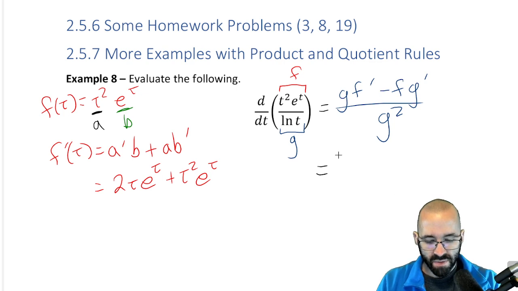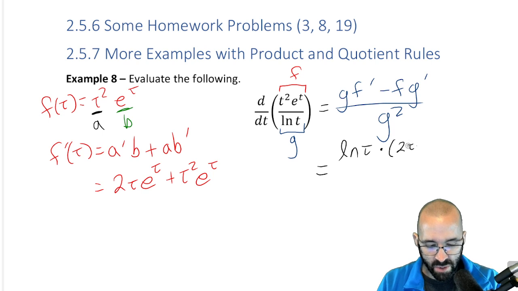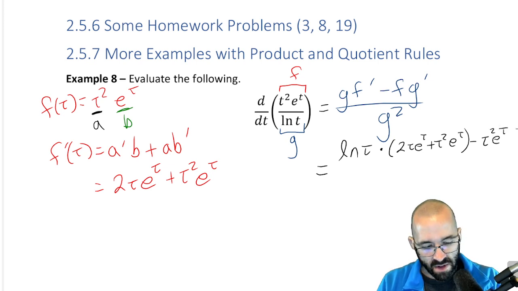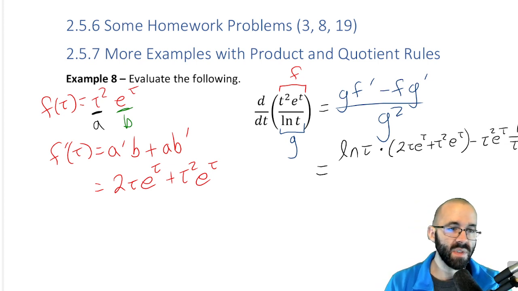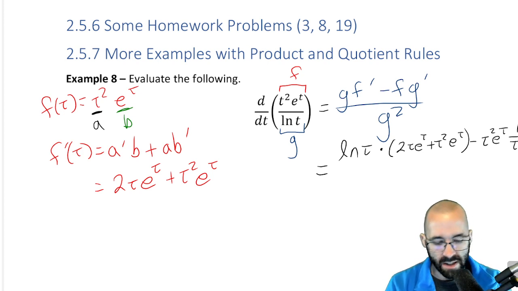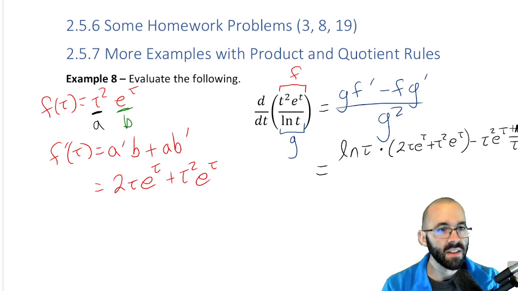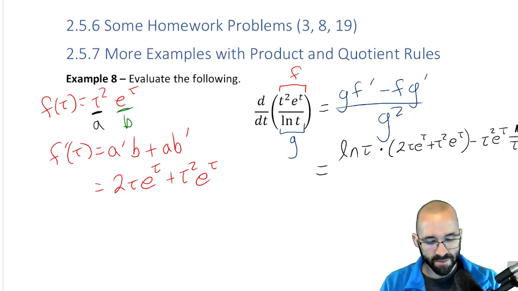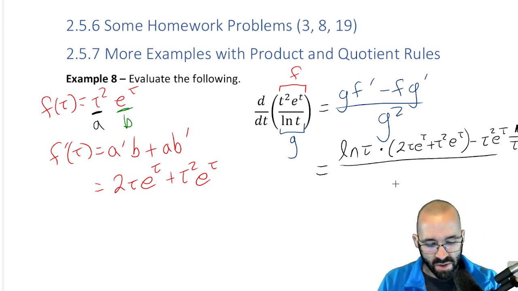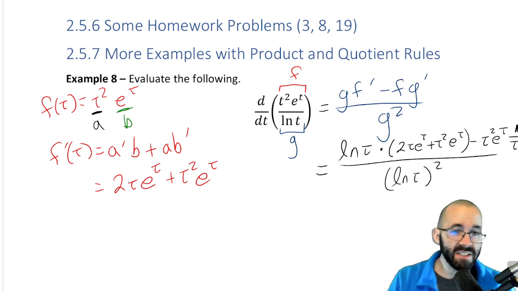So g was the natural log of t times f prime, which is all this nonsense that we just wrote down, minus f, which is t squared times e to the t, times g prime, the derivative of a logarithmic function, is the reciprocal, 1 over t. All divided by g squared, which is the natural log of t. And now, all that's left is to simplify.